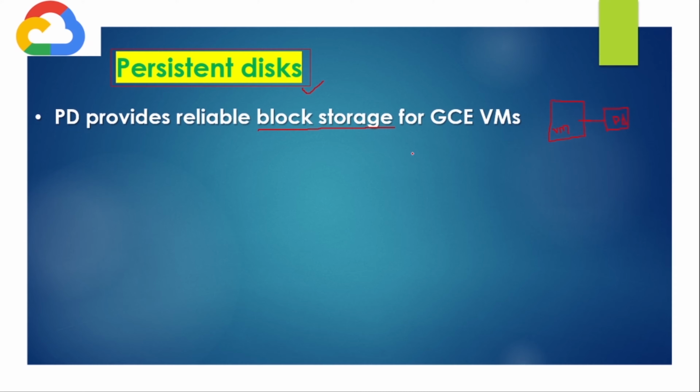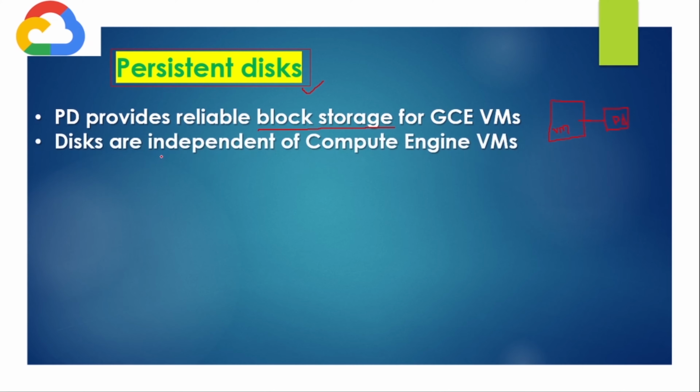In those kinds of scenarios, you can go for persistent disk. So this is your VM and this is your persistent disk, which adds storage capability to this VM. Now the disks are independent of Compute Engine VMs. What does that mean? Suppose you want to terminate this VM tomorrow. Does that mean the data in the storage will also be terminated? The answer is no. Your VM can be terminated, but your persistent disk will remain, as it is separate from the VM.